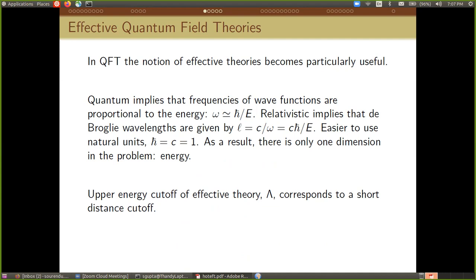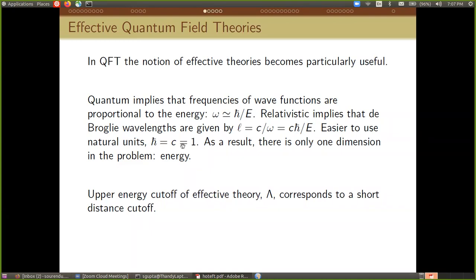First of all, notice that when I have a quantum theory, then the frequencies, for example, of wave functions are proportional to the energy. That's what's typically called quantum. I'm sorry, there's a mistake here. It's h bar times energy. So frequencies are proportional to the energy. And if you're relativistic, then the de Broglie wavelength L is given by c by omega, which means that the de Broglie wavelength is inversely proportional to the energy.